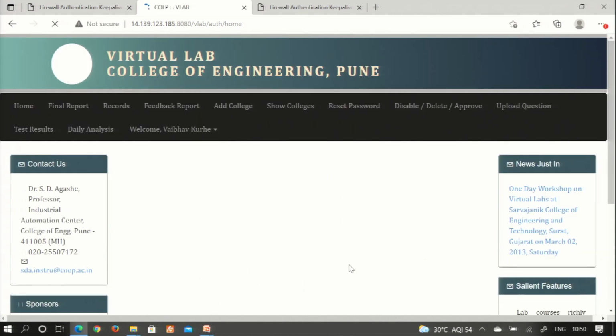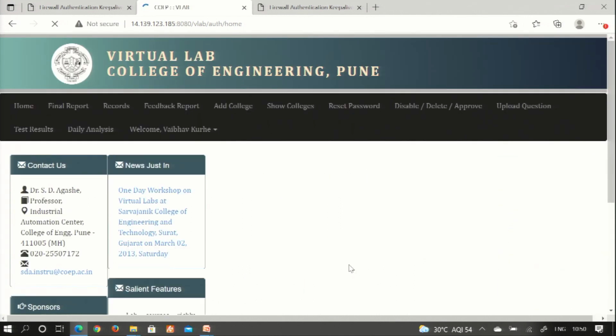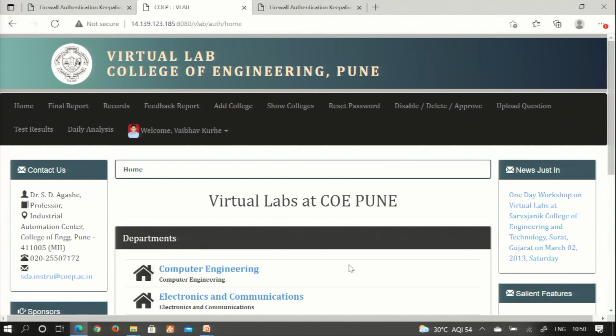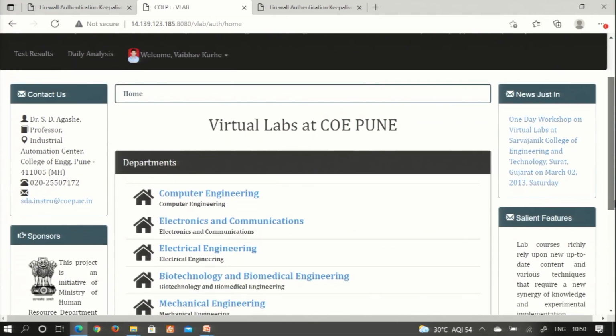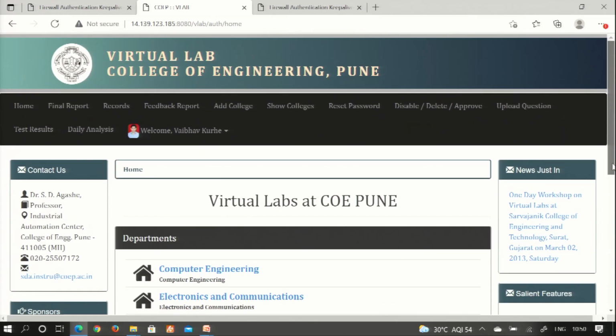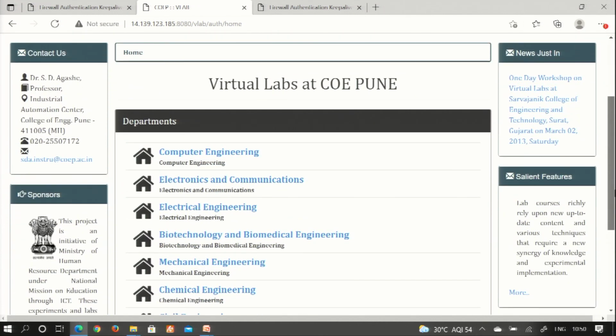Once you get access to this lab, the page would be available which gives you all the details which are there in that page. For example, which labs are available, because today I have logged in as an admin, so that I get all this report, like report of usage, records, feedback report. I can add a college. If you wish to be part of this, I can add a college. Then the experiments would be shown, developed by the entire consortium.